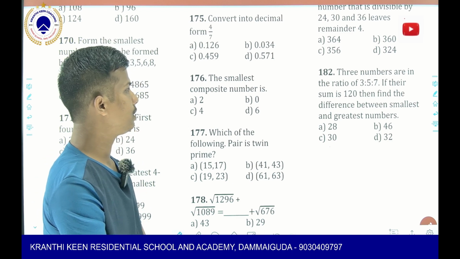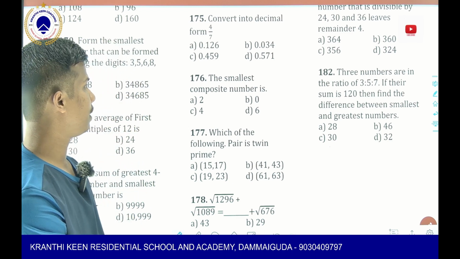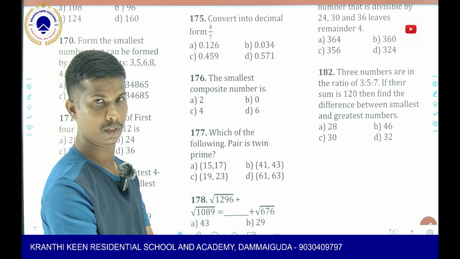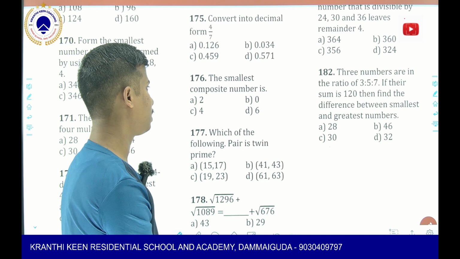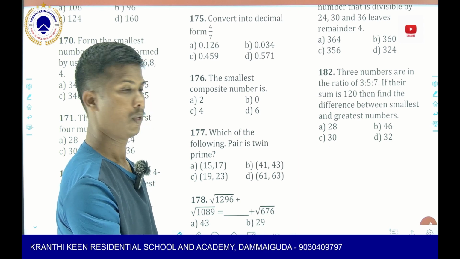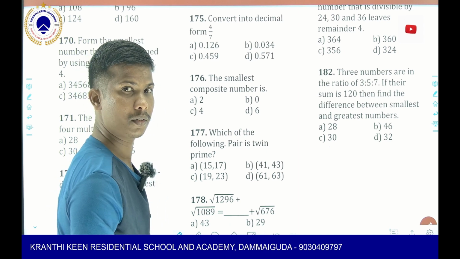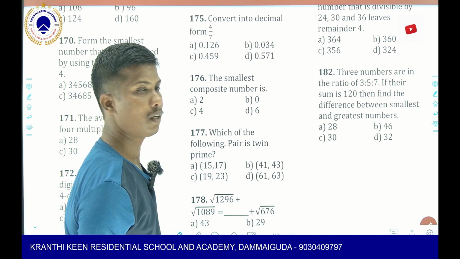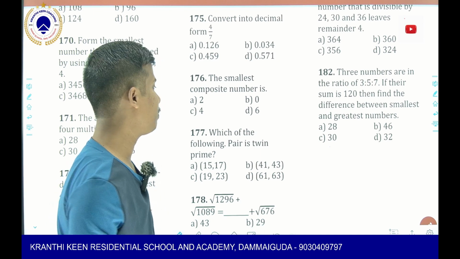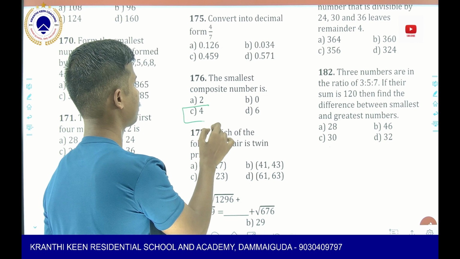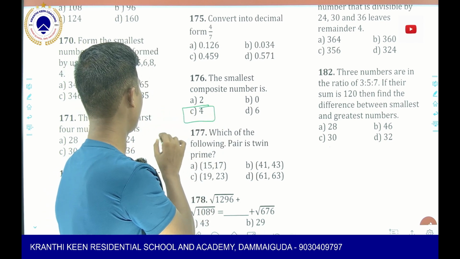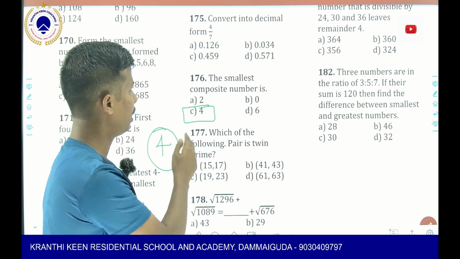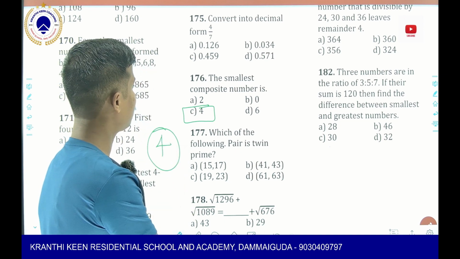You see, the smallest composite number. This is one of the somewhat confusing questions. What is the smallest composite number? You know, one is neither prime nor composite. Two is a prime number. Three is a prime number. And what is the next number? Four only, no? Two, three are primes. Five is also prime. And what is the only number left? That is four. And four is the smallest composite number.